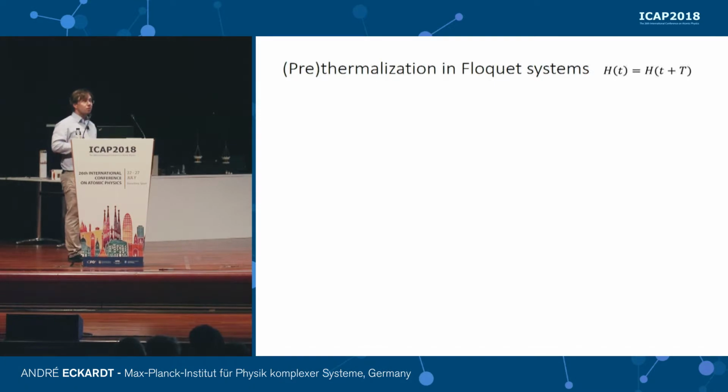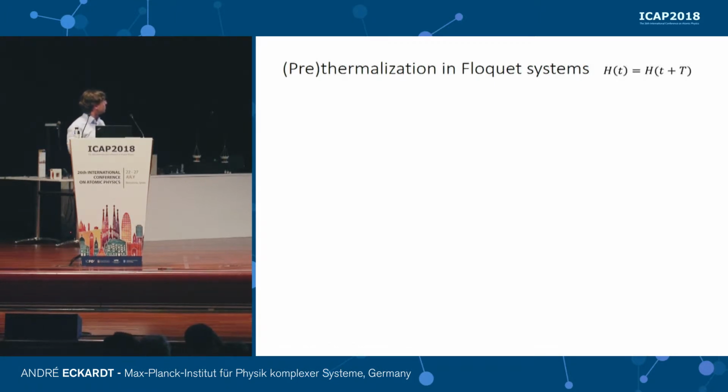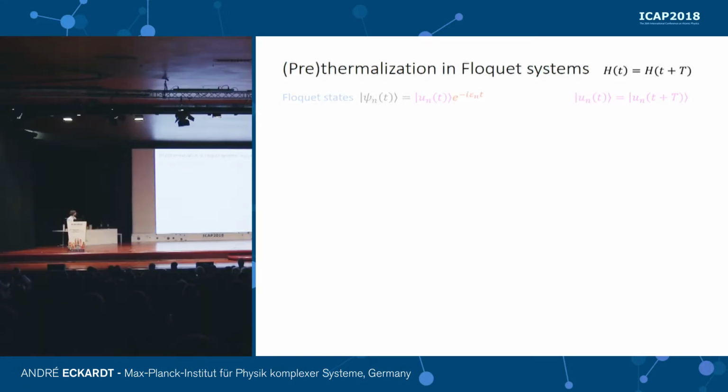Let me first give you a crash course on thermalization of Floquet systems. So Floquet systems are systems which are described by a Hamiltonian which is periodic in time. If you take a many-body system of that type and you let it evolve, it will relax to some steady state. And the question is, can we make some statements about this state?